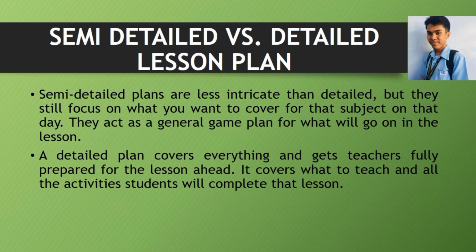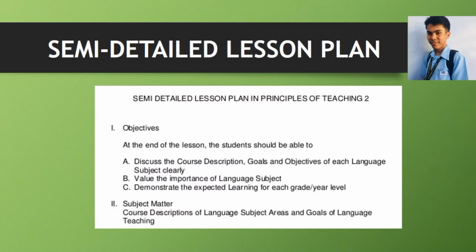While on the other hand, the detailed lesson plan covers everything and it gets teachers fully prepared for the lesson ahead. It covers what they teach and all the activities the students will complete in that lesson. So first, let's talk about the semi-detailed lesson plan. If you are going to make one, it will only cost you 1-2 pages of bond paper. Basically, a semi-detailed lesson plan is a brief presentation of a lesson for about 1 hour inside a classroom.